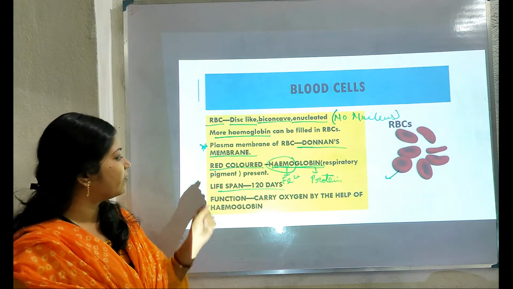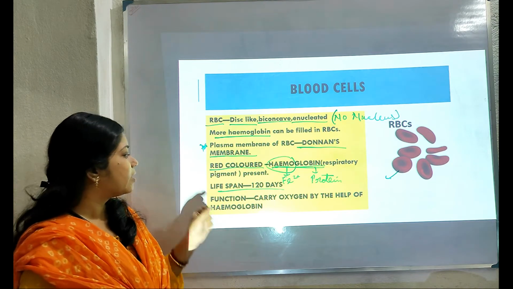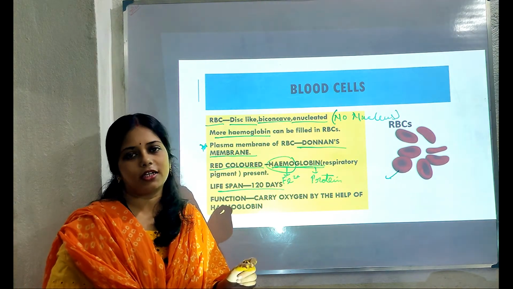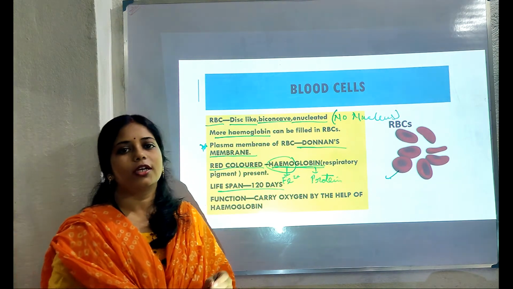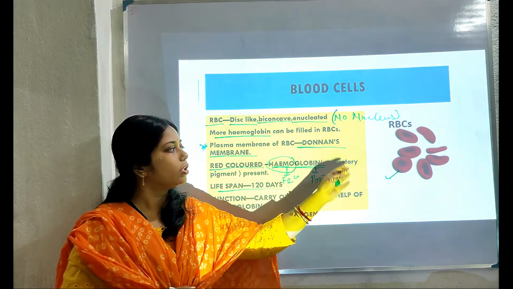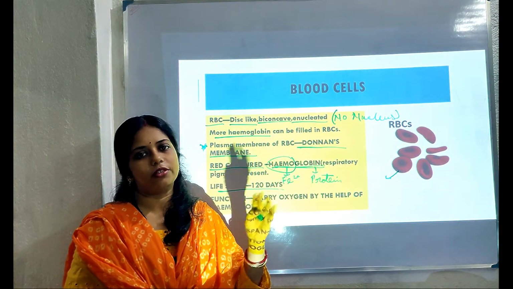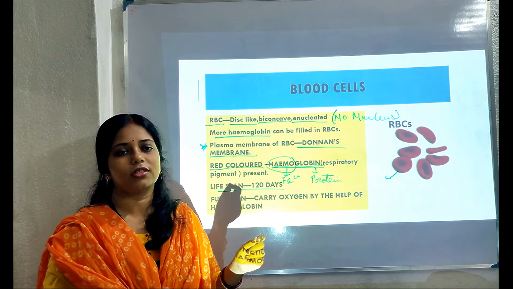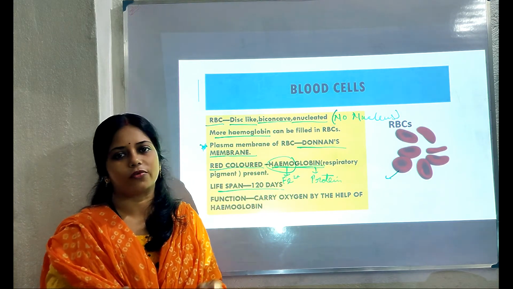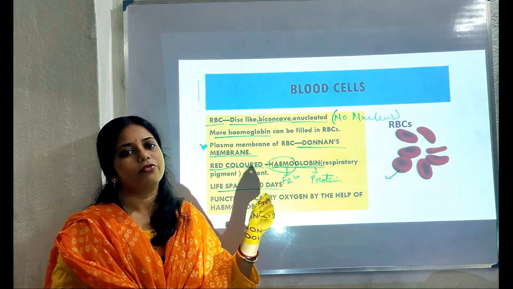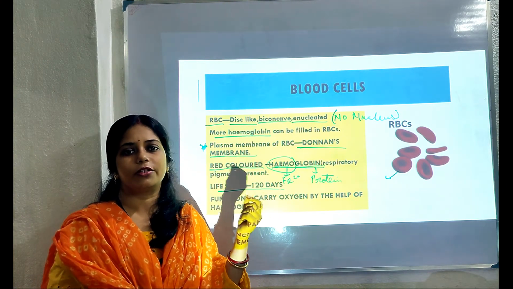Now we will talk about the function of RBC. Its main function is to carry oxygen with the help of the hemoglobin. So each and every organ of our body gets oxygen due to the presence of RBCs in our blood. By the help of the hemoglobin, RBCs carry oxygen and send it to each and every part of our body. So this is about RBCs or red blood corpuscles or red blood cells.